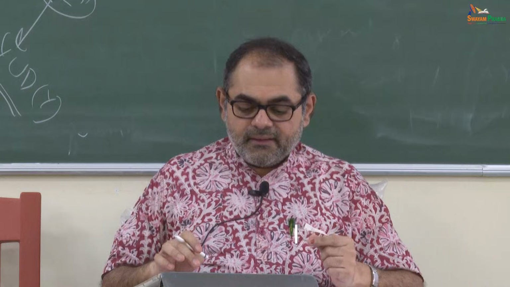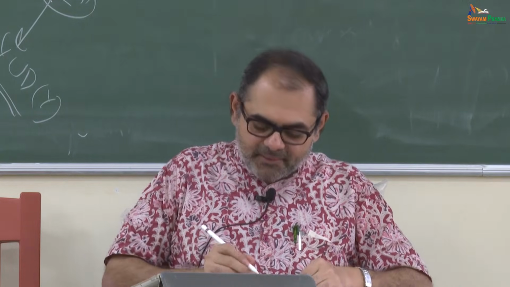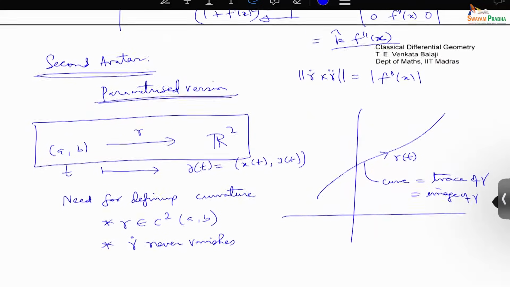Okay, then there is a third avatar, and that third avatar is writing a curve implicitly. I can also write a curve as x squared plus y squared equal to 1, for example. It is a circle, a unit circle centered at the origin. So there is a third avatar of getting a curve, and that is what is called the implicit function method. Okay, so let me write this. So, third avatar.